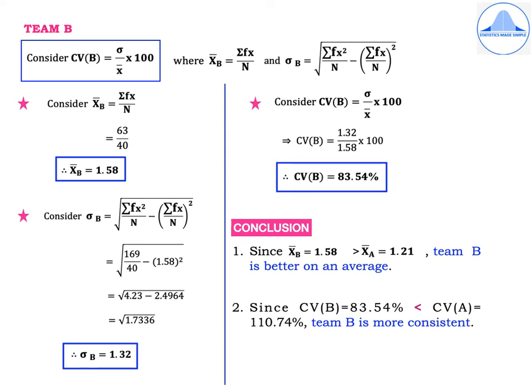Similarly, for team B, CV of B formula is sigma by x bar into 100, where x bar B is equal to summation fx by capital N, and sigma B is root of summation fx square by capital N minus summation fx by n the whole square. So first calculate x bar B using the formula summation fx by n, which is 63 by 40. So you get x bar B equal to 1.58.